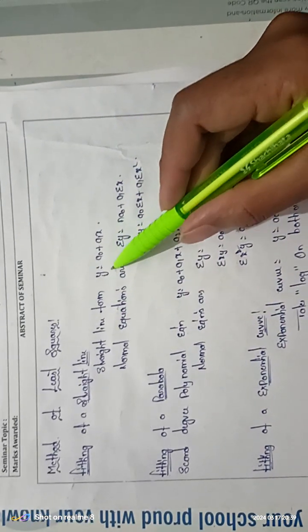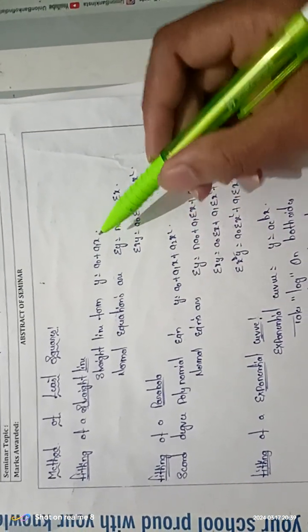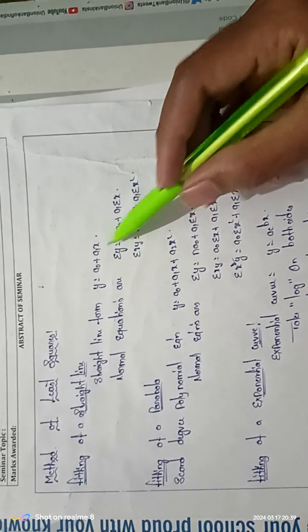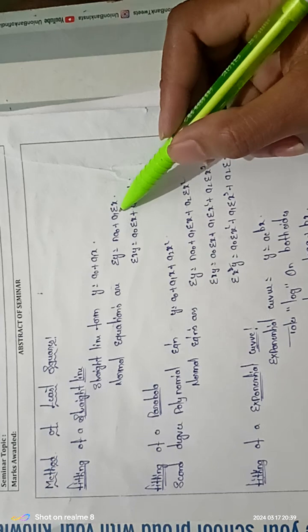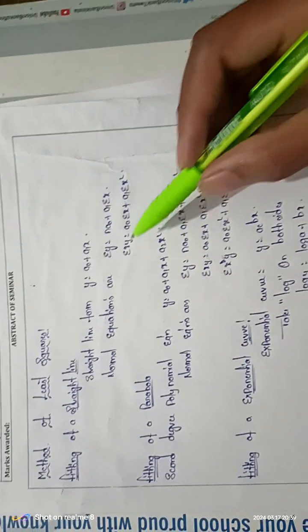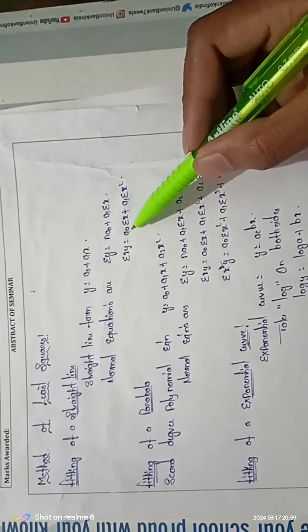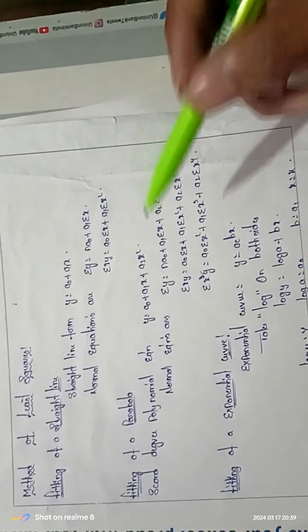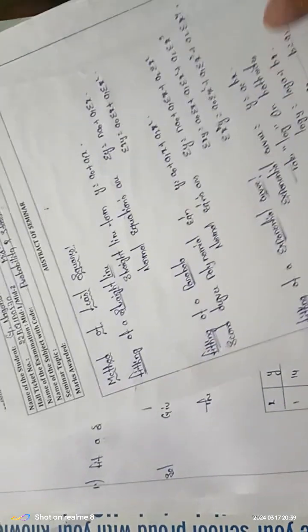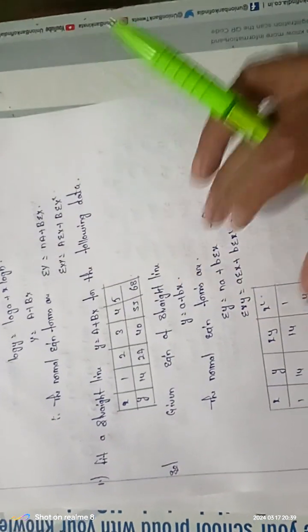Coming to the straight line, the equation is y equal to a0 plus a1x, and the normal equations for the straight line are sigma y equal to n into a0 plus a1 into sigma x, and the second equation, sigma xy equal to a0 into sigma x plus a1 into sigma x square. Taking an example of a straight line.